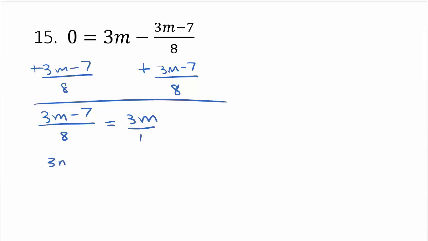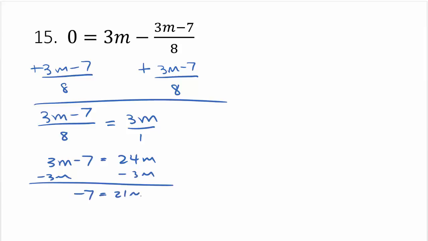So I have 3m minus 7 equals 24m. I can subtract the 3m from both sides. So I get negative 7 equals 21m. Divide both sides by 21. So m equals, if I simplify, negative 1/3.